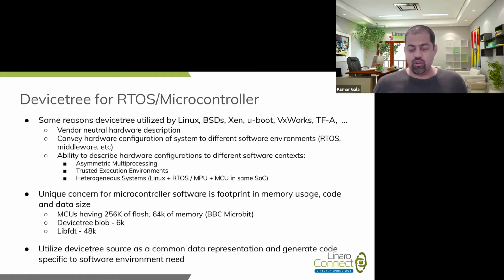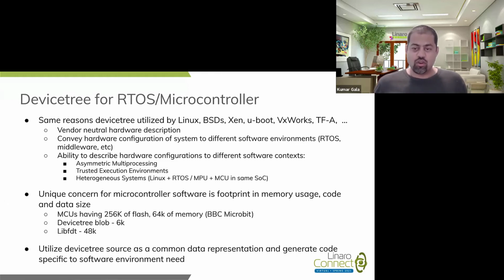So we want to have the ability to describe systems in a vendor-neutral way, having something that conveys hardware configuration to different software environments, between an RTOS and maybe middleware, and then having very similar types of hardware systems of asymmetric. So we have MCUs that have multiple cores of different types, things like trusted execution environments, and even, as has been mentioned earlier, heterogeneous systems where we have MCUs embedded in larger SoCs and so forth. So device tree is a very natural concept to utilize in this environment.